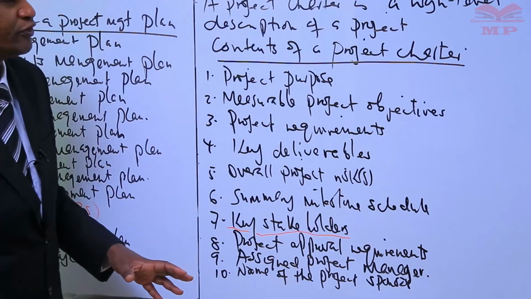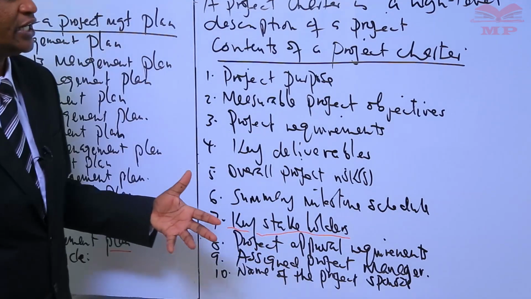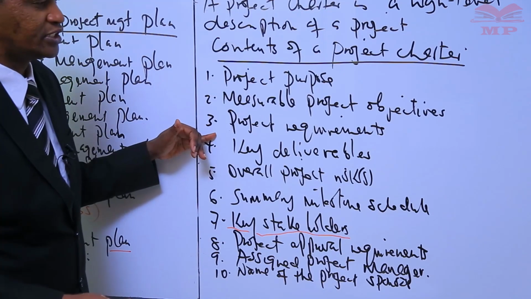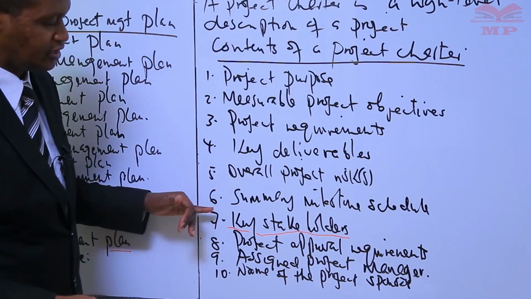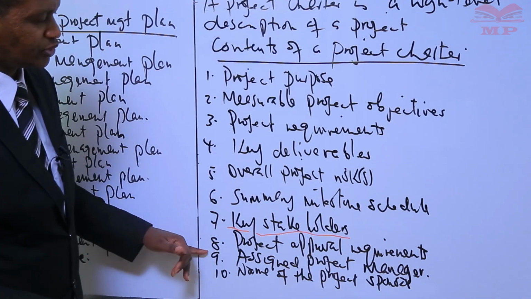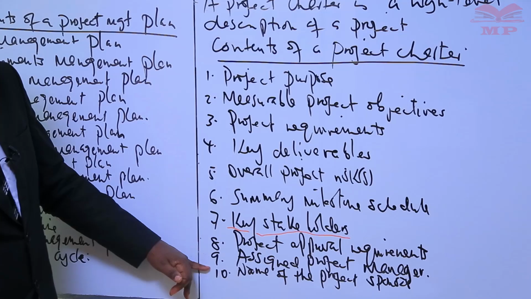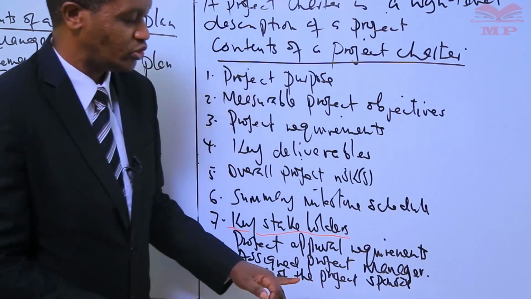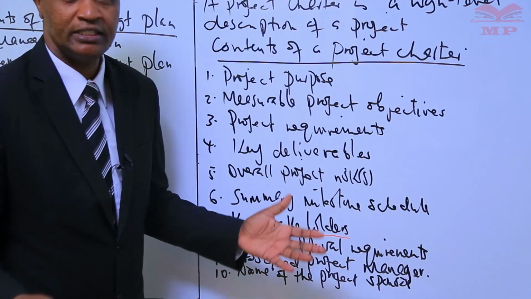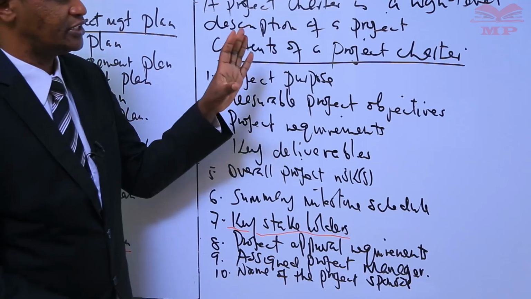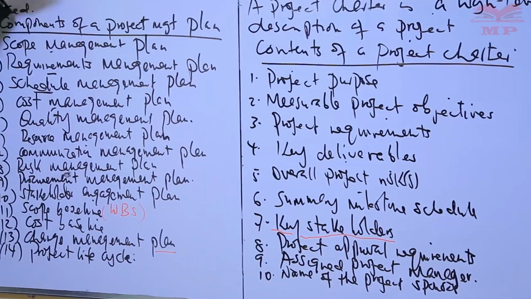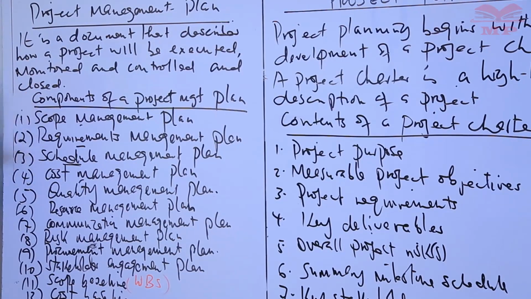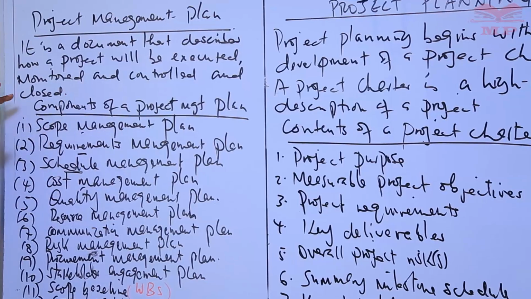Before project planning begins, there has to be a document that contains the project purpose, the measurable project objectives, the project requirements, the key deliverables, the overall risk, the summary milestone schedule, key stakeholders, project approval requirements, assigned project manager, and the name of the project sponsor. It is this project sponsor or project initiator who now authorizes the project to commence. Then once the charter is in place, a project management plan is developed, which, as we have said, is a document that describes how a project will be executed, monitored, controlled, and closed.